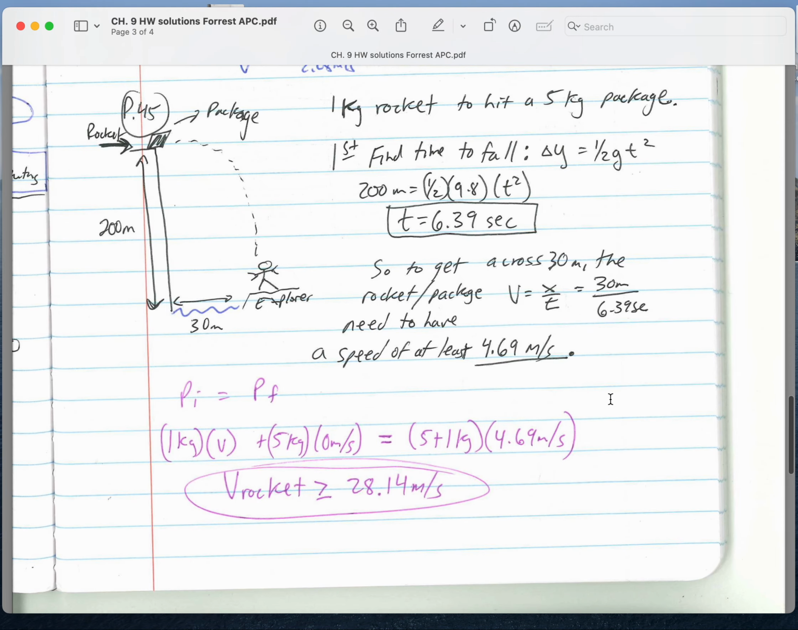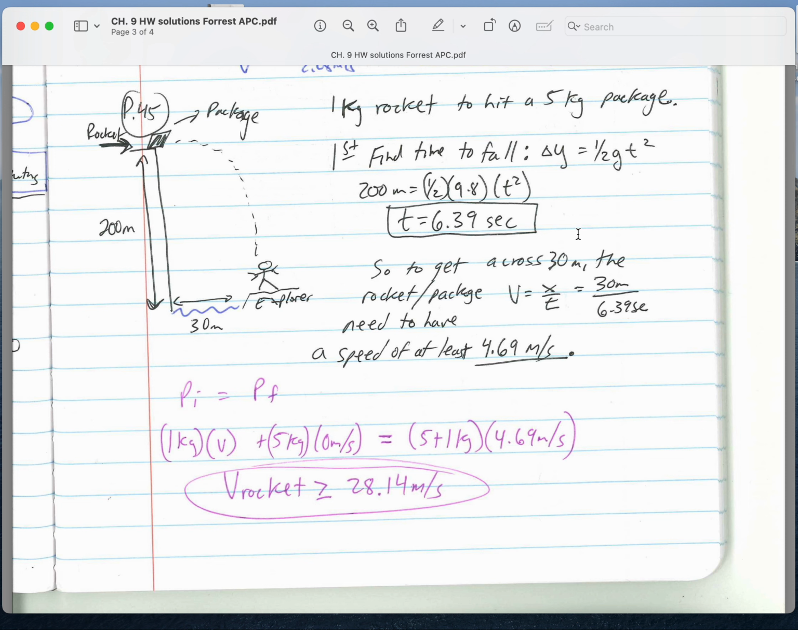45. I like this problem. You're trying to rescue someone in the most ridiculous way possible. We have a rocket, 1 kilogram, package 5 kilograms. You need to find the minimum speed, or the speed that the rocket has hit. So first of all, you got to find the time for the package to fall to the ground. So vertical and horizontal motion are independent of each other. So I use y equals 1/2 gt squared, so that's 6.39 seconds to fall.